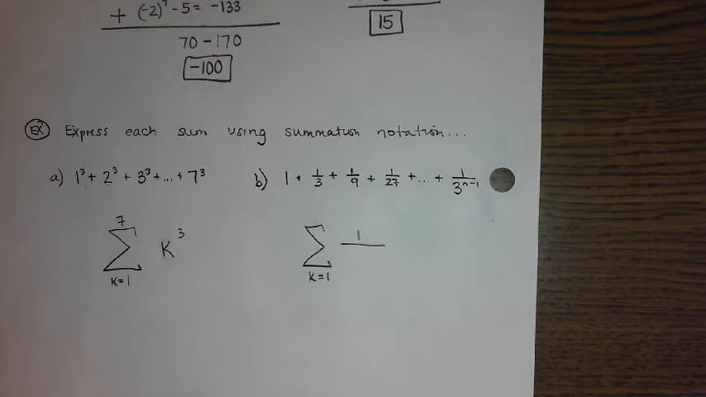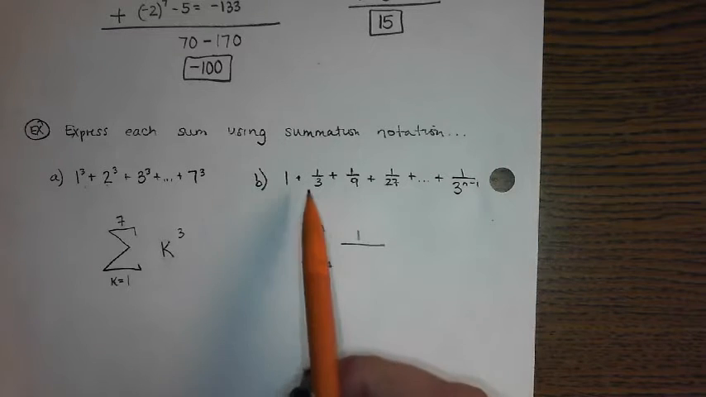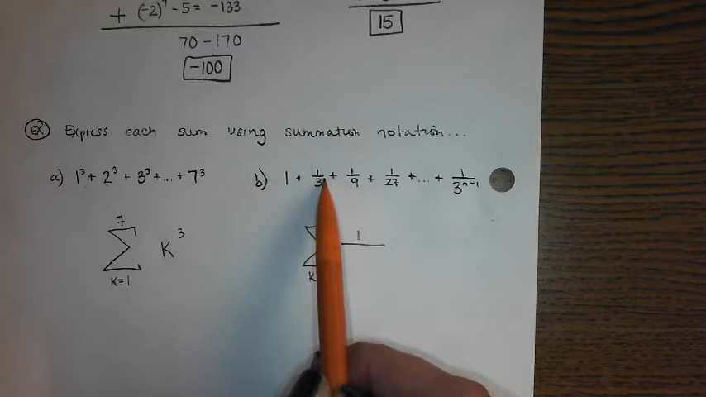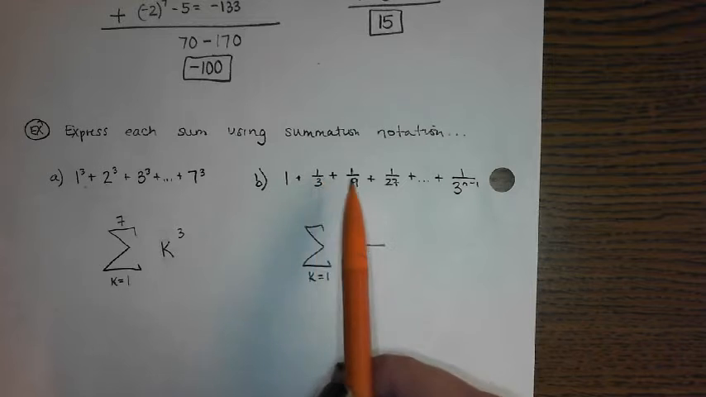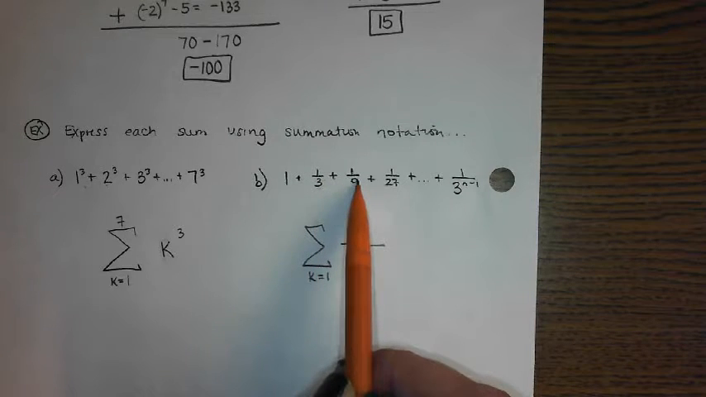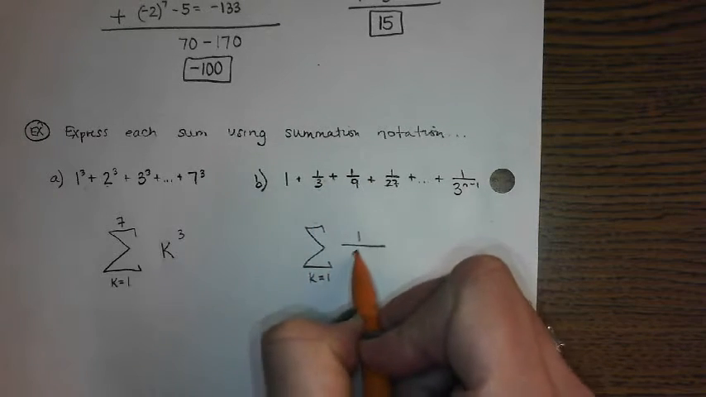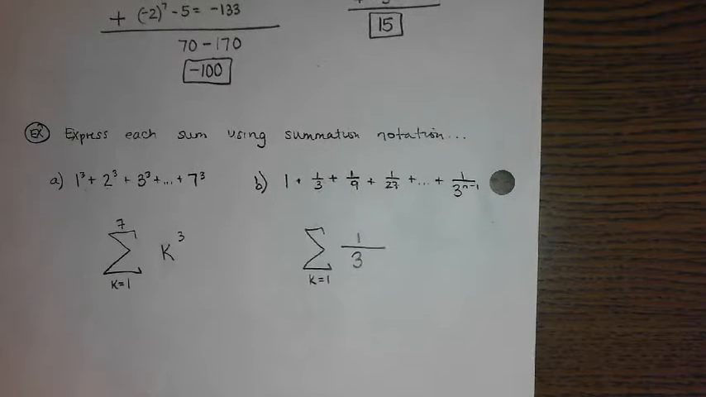Not just multiples of 3, but powers of 3, right? Because if they were multiples of 3, it'd be 3, 6, 9, 12, 15. We're talking powers of 3. This is 3 to the first power. 9 is 3 to the second power, right? So it's always 3, that's another consistent thing, to some power.